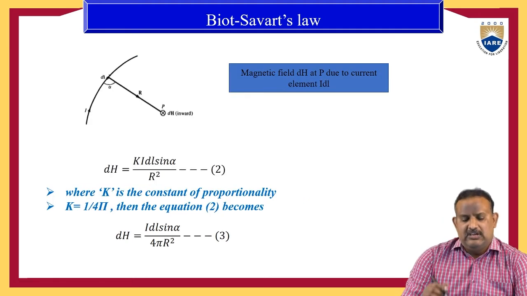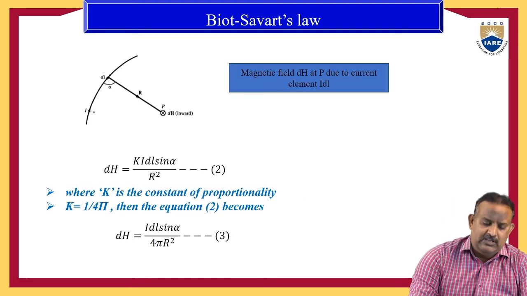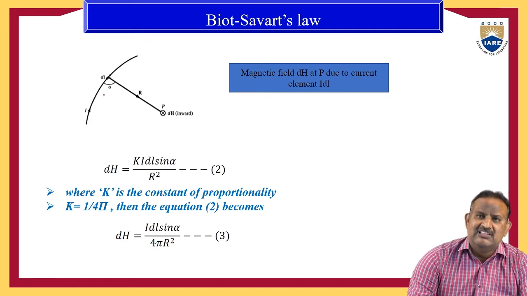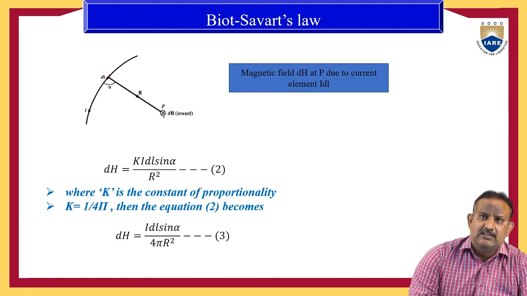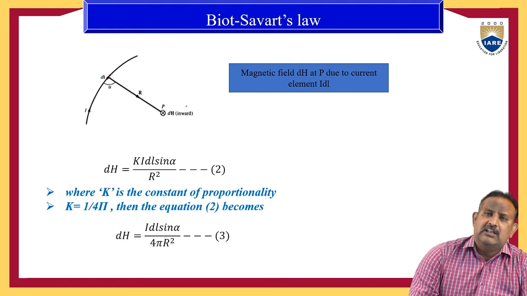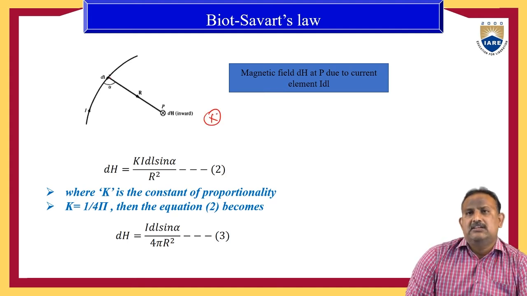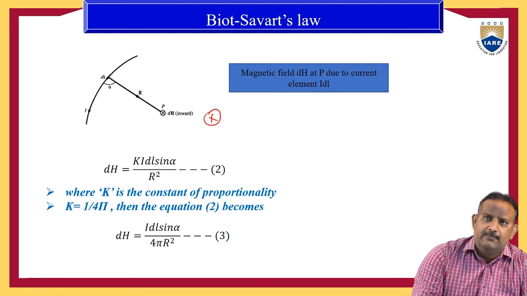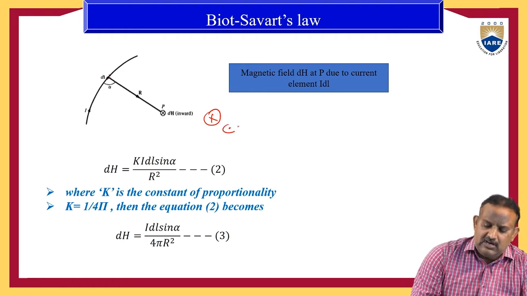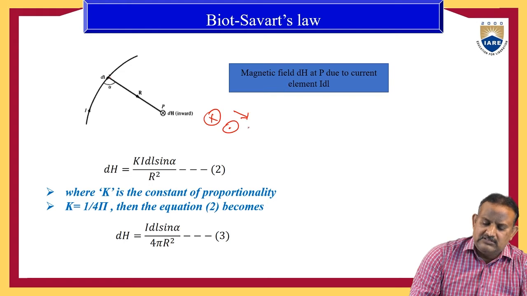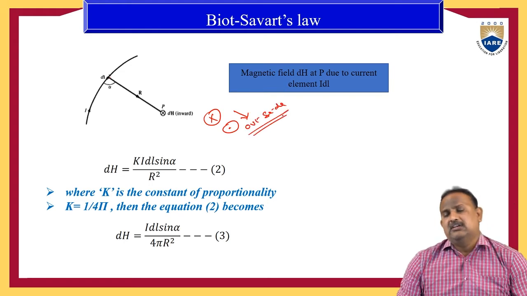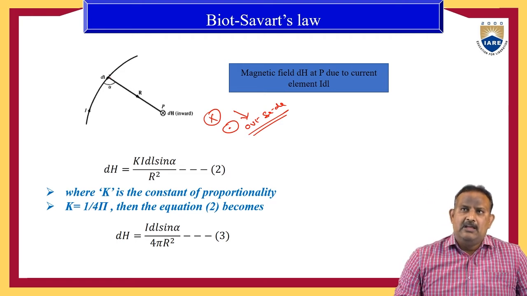So here from the figure we can observe that I is there, Idl is there, where the current element is moving with some velocity, and here the magnetic field dH is there. There are two different conventions for the magnetic field. If there is a cross, the magnetic field works inside. If there is a dot, the magnetic field works outside. So this is the dot convention and cross convention of a magnetic field.